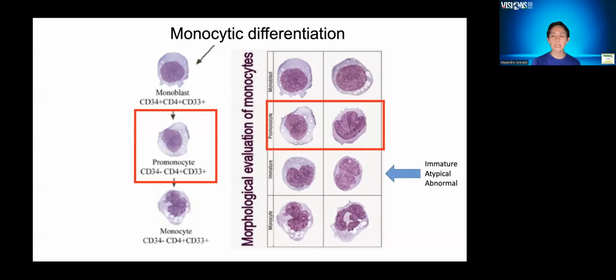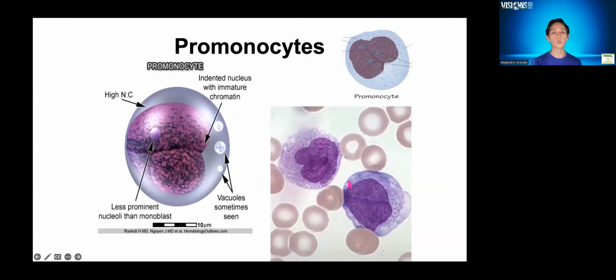Now, sometimes there's an intermediate stage between your promonocytes and monocytes, wherein it has the features of both. The feature of your immature atypical monocytes that is similar to your monocytes would be the condensed chromatin pattern. But the cytologic detail that is similar to your promonocytes would be the delicate folding of the nucleus.